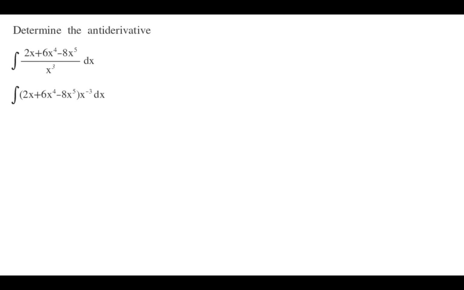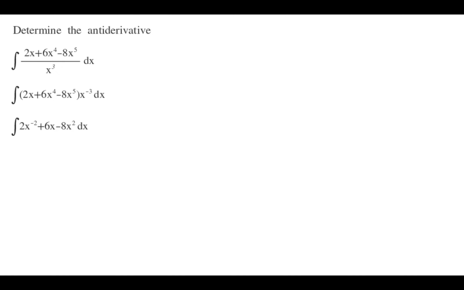So then we get the integral of (2x plus 6x to the fourth minus 8x to the fifth) all times x to the negative 3 dx. And so now we must distribute x to the negative 3, which gives us the integral of 2x to the negative 2 plus 6x minus 8x squared dx. So now all we have to do is solve the antiderivative.